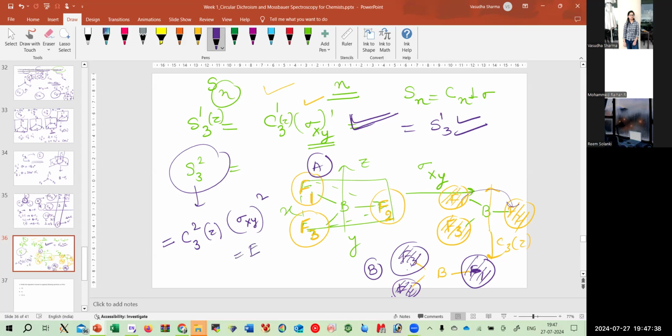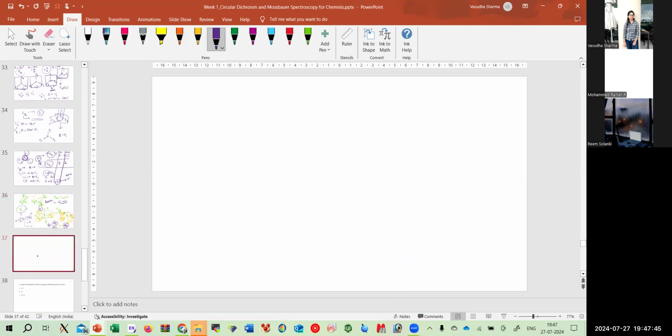And if they are in odd number, that would give you a single sigma point. You can try by yourself. Now onto the same system, apply C3 two times, C3 2 and sigma xy 2.